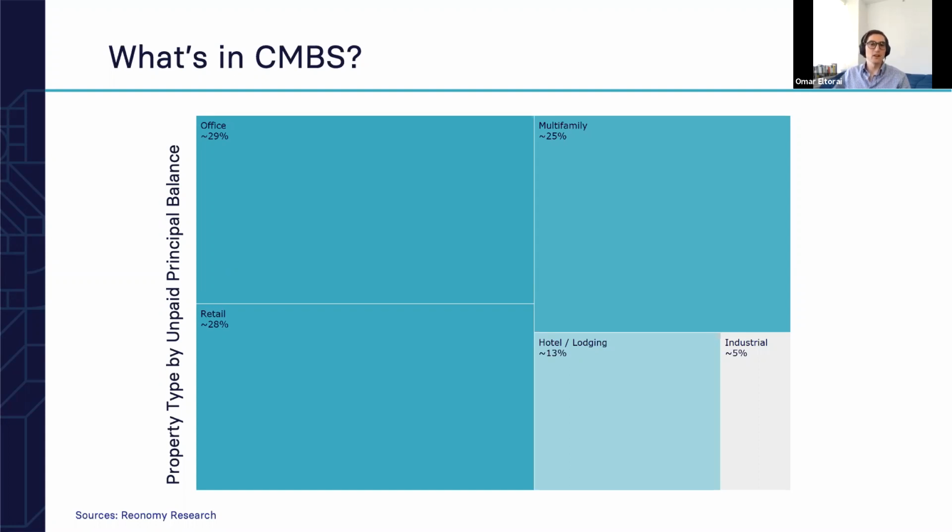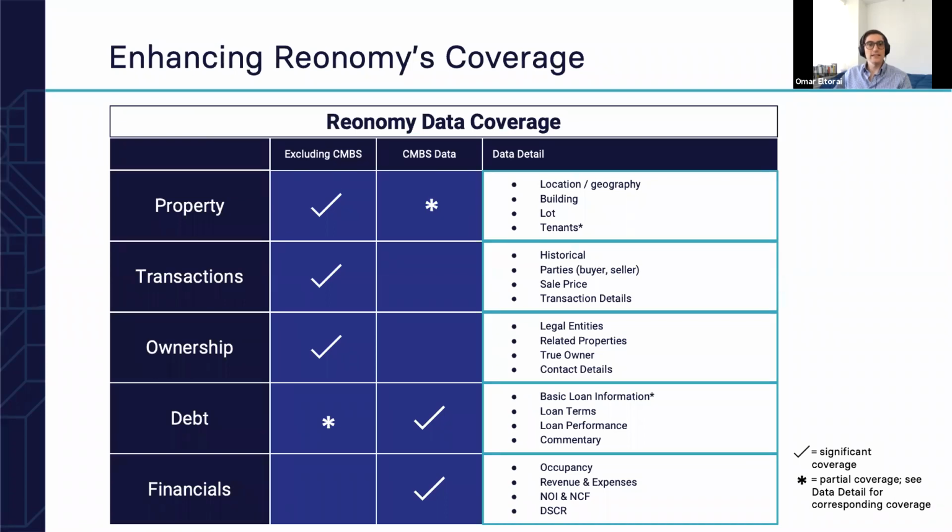For each CMBS loan, the servicers of the loan will provide regular reporting on the loan's performance and the underlying property condition through remittance reports. And when incorporated into Reonomy's existing data, this regular reporting is really a major improvement in terms of timeliness of information.